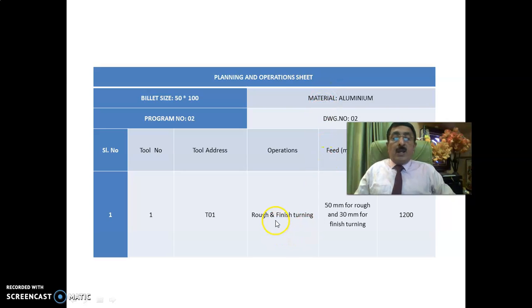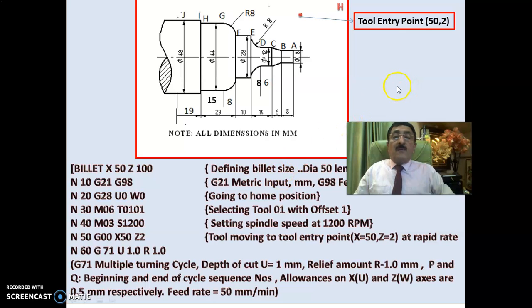Here, you have only rough and finish turning operations. For the rough turning operations, I've taken 50 mm per minute as the feed, and for finish turning, I've taken 30 mm per minute as the feed, and the speed is 1200 for both roughing and finishing. Now, before I start with using the Fanuc turning simulation software, I'll just explain very fast how exactly this was done.